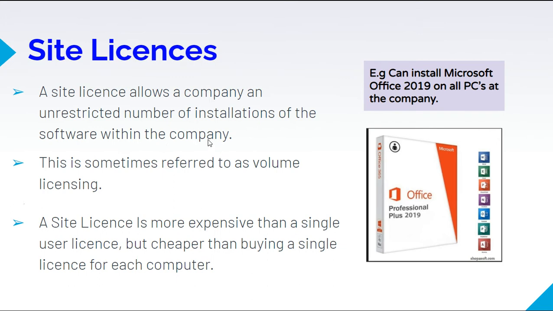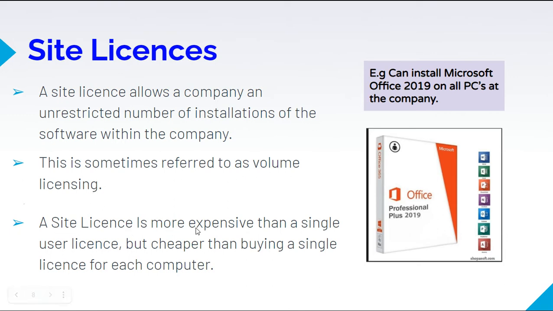However many people work for your company is the number of people that are allowed to install that software on their computer. And generally at a company, you would have an IT department that would run the installations to verify the licensing. This is sometimes referred to as volume licensing.